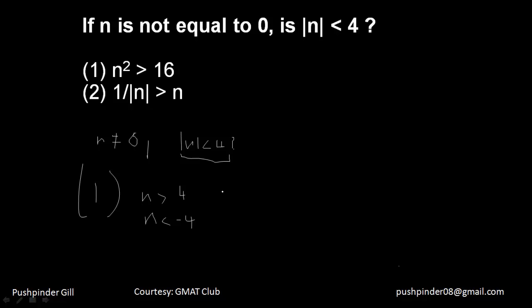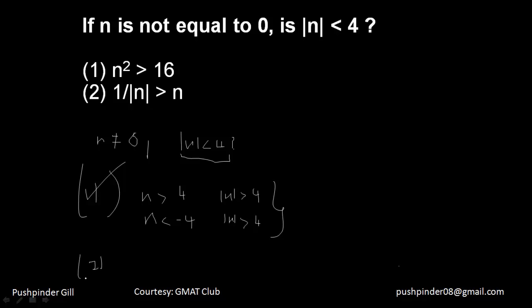Now over here, if n is greater than 4, modulus of n is greater than 4. And if n is less than negative 4, modulus of n is also greater than 4, because modulus of minus 5 is greater than 4, modulus of minus 6 is greater than 4, modulus of minus 7 is greater than 4. That means I have an answer. Statement 1 is sufficient. It's giving me a definite answer. I hope you're understanding all that, right? Let's see statement number 2.